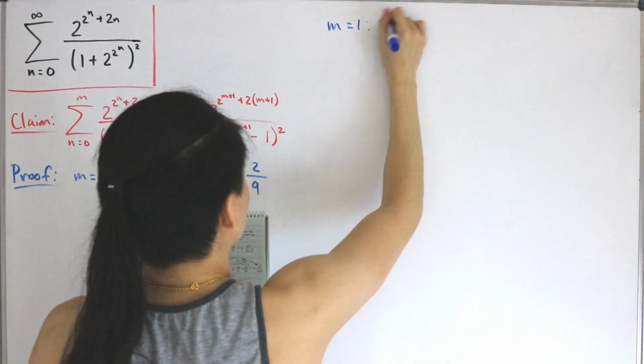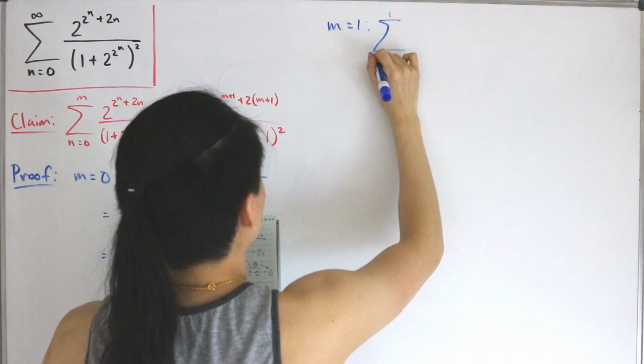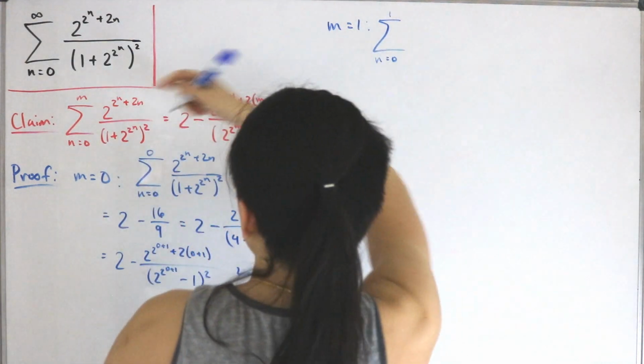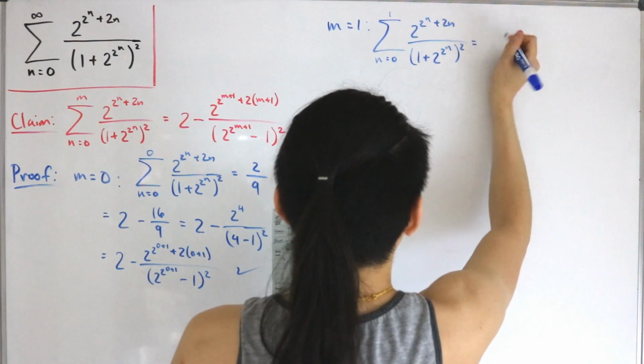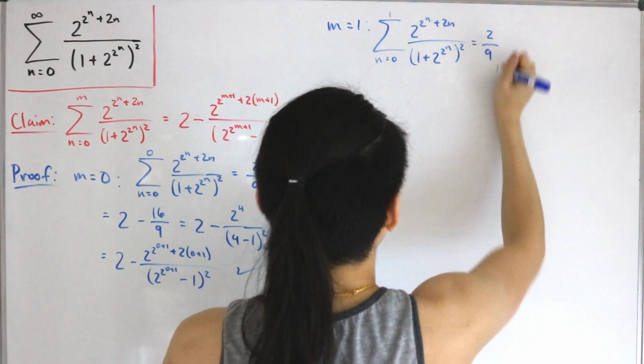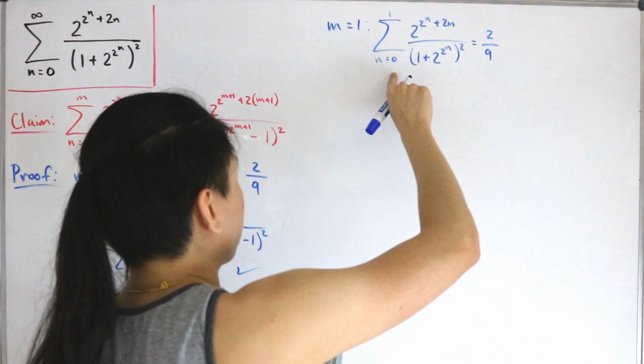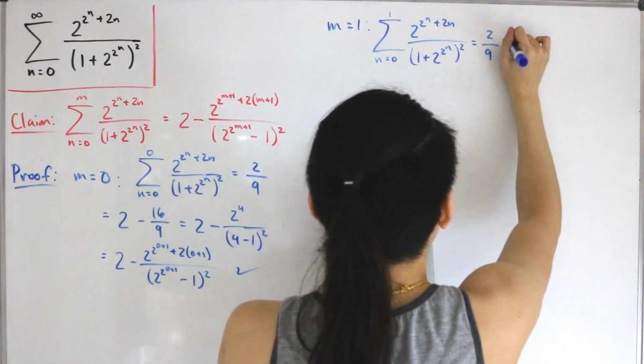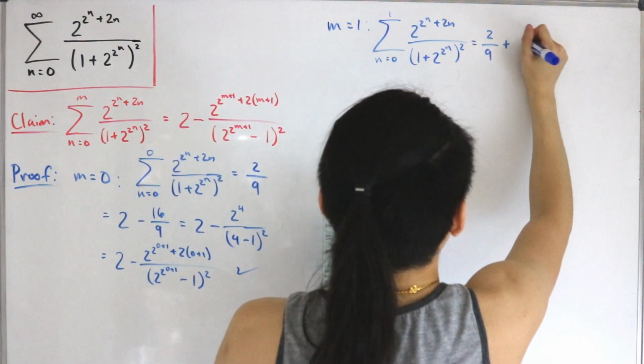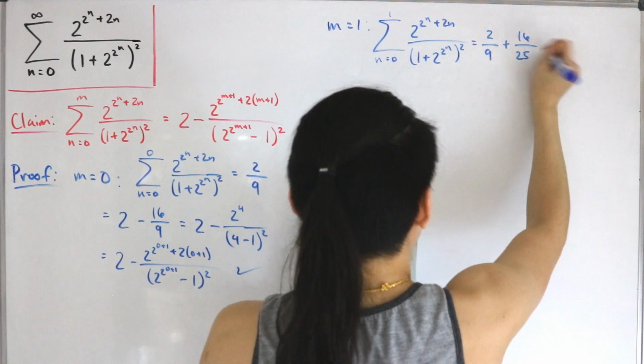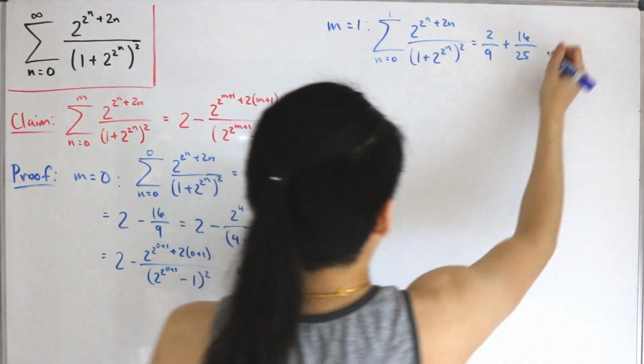So that means I have the finite sum, the upper index is 1, n is equal to 0 of that same thing of the given. And then we expand this out, so that means I have 2 divided by 9, that's just evaluating at n is equal to 0, and when you evaluate for n is equal to 1, that gives us 16 divided by 25. Okay, so let's rewrite this a little bit differently.